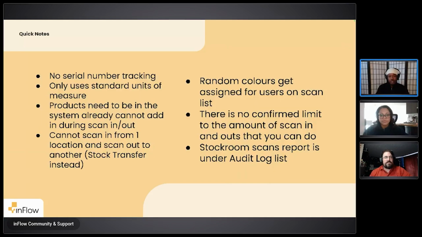All right, so a few quick notes. There is no serial number tracking currently. Again, it's a very simple app that's used for just scanning in and out, so having serial numbers would probably make things a little bit more difficult. That's something I think you should have a regular inFlow account for, because it is a little bit more strenuous. It only uses the standard unit of measure as well. So if you purchase something in a certain conversion rate and sell in a different conversion rate, but your standard is cans or cases, that is what is going to show up in the scan. It always tracks everything in the main unit of measure that you've set up in the system.